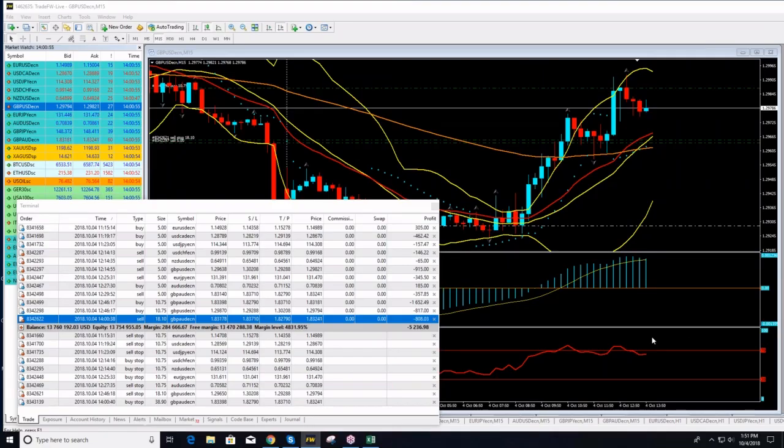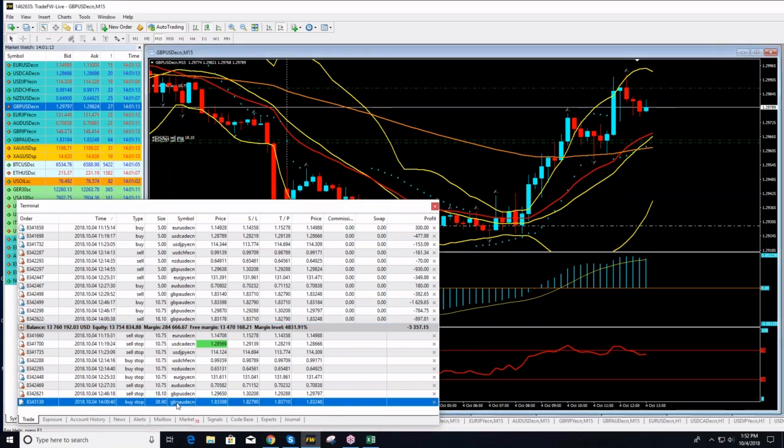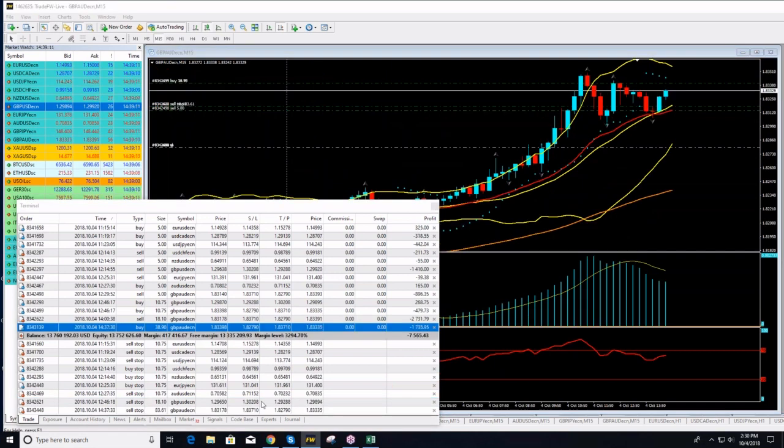Okay, guys, just a very small update. As you can see, we have just reversed to short positions again on pound Aussie with stop loss at 1.83710 and take profit at 1.82790. And we have placed a buy stop order at 1.83398, stop loss 1.82790 and take profit 1.83710. So those who are following me on pound Aussie, be careful to place the correct prices and the correct position sizes.